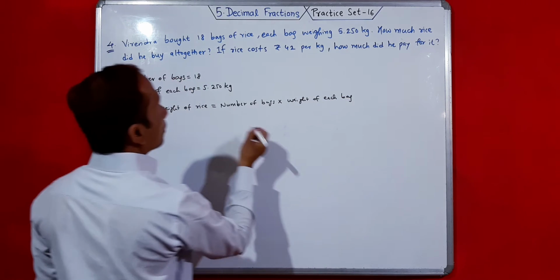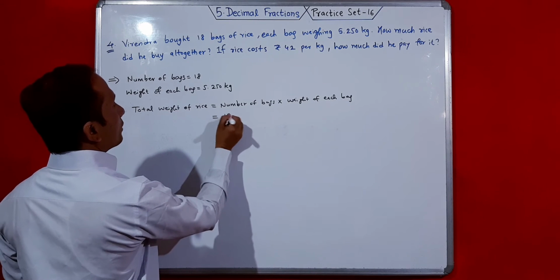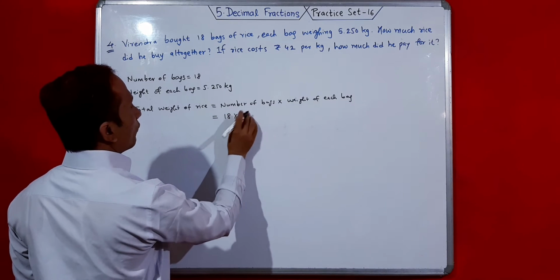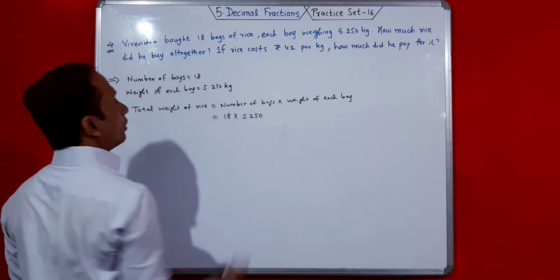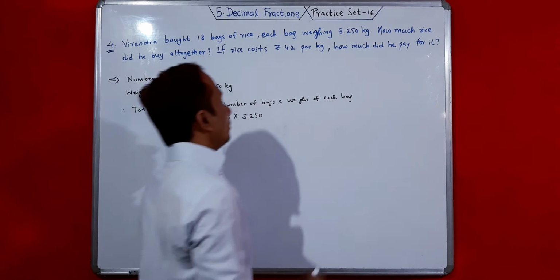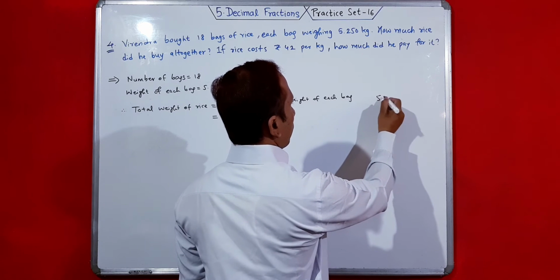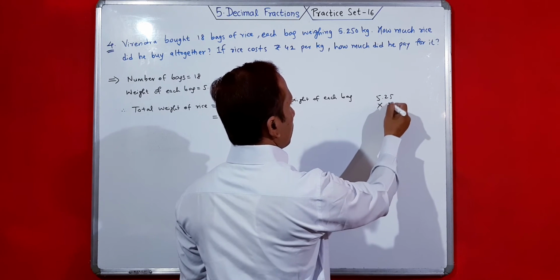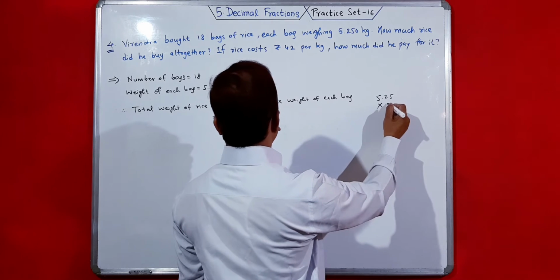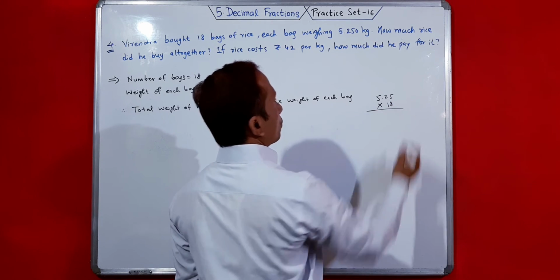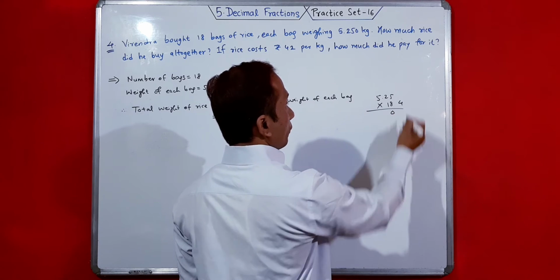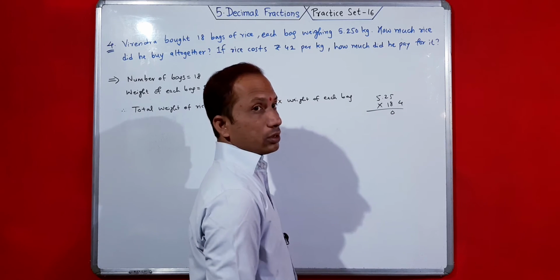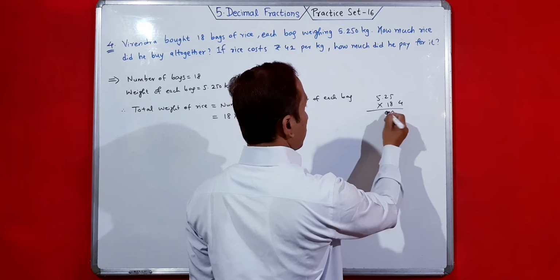So what is the number of bags? 18 into 5.250. So you need to do the multiplication. So 5.250 into 18. I will take 18. So do this. 8 5s are 40, 4 carry. 8 2s are 16, and this 4, 20s are 0, carry 2.